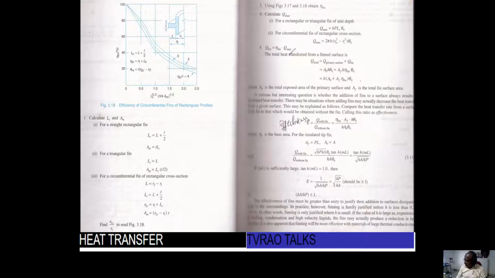So if you simplify this, the effectiveness will always be greater than unity, but efficiency is less than 100%. Using this equation, you can find out effectiveness. So here we have discussed two things: how to calculate efficiency of the fin and how to calculate effectiveness of the fin.